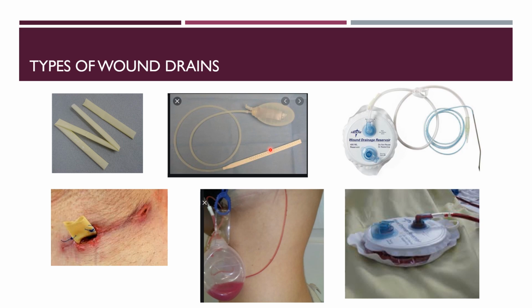The second drain is called Jackson-Pratt or the JP drain and can hold up to 60 to 100 ml of drainage. And the third drain is called the Hemovac drain and can hold up to 500 ml of drainage. Drains are usually sutured to the skin to prevent the accidental removal. The drainage site is covered with a sterile gauze and checked periodically to ensure the drain is functioning and not leaking.